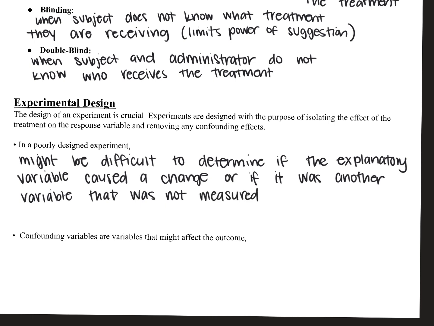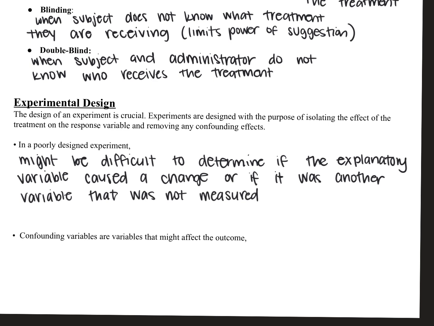And we're going to talk about an example of this here in a little bit. So you want to make sure that when you design your experiment, you take into account any potential variables that could affect the outcome. And then there's something called a confounding variable.